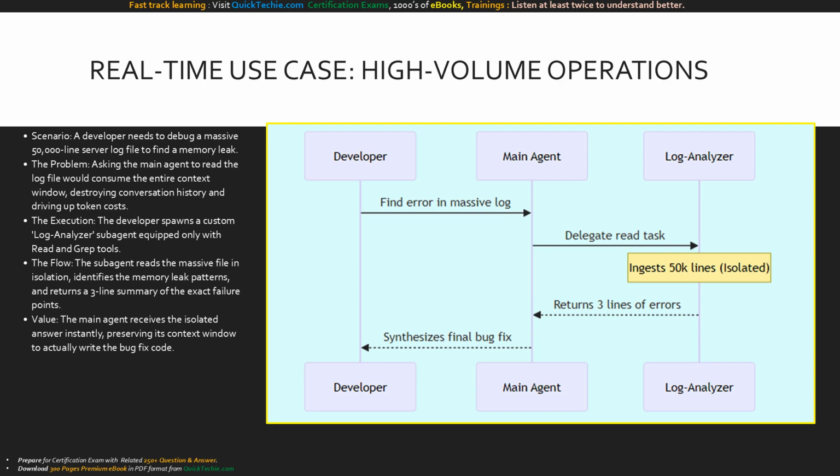This sequence diagram maps out the high-volume use case. The developer asks the main agent to find an error. The main agent delegates this to the log analyzer subagent. The crucial step is in the middle. The subagent ingests 50,000 lines of text in total isolation. It then returns just 3 lines of errors to the main agent, which uses that clean data to synthesize the final bug fix for the developer.